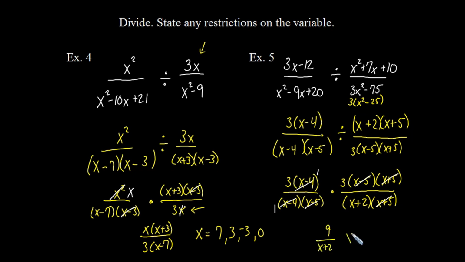Our excluded values, we have to go to both steps. We'll end up with positive 4. X minus 4 gives positive 4. And we'll get 5 and negative 5. And then on our flip step, we have one more value here that we haven't listed, which will be negative 2. We end up with 4 excluded values that we cannot plug back into our expression. Our expression will be undefined for those. So the answer to example 5 is 9 over x plus 2, with excluded values x not equal to 4, 5, negative 5, or negative 2.